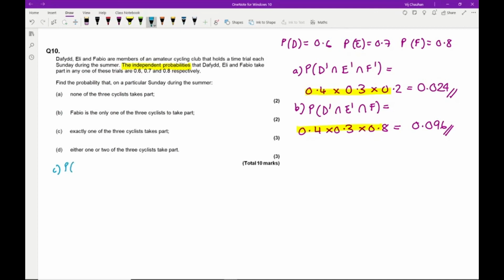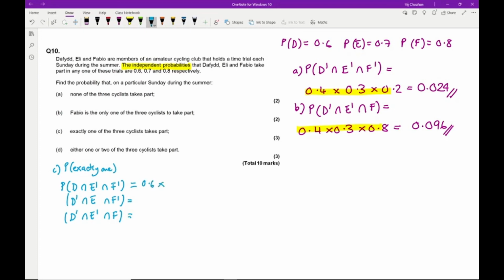So the probability of exactly one is either going to be the probability that David takes part and Eli and Fabio don't take part. We're looking at David doesn't take part, Eli does, and Fabio doesn't, and David doesn't, Eli doesn't, but Fabio does. So what we want to do is work out each of these three probabilities, and then we're going to add them all up. For the first one, I'm just going to show you its sort.